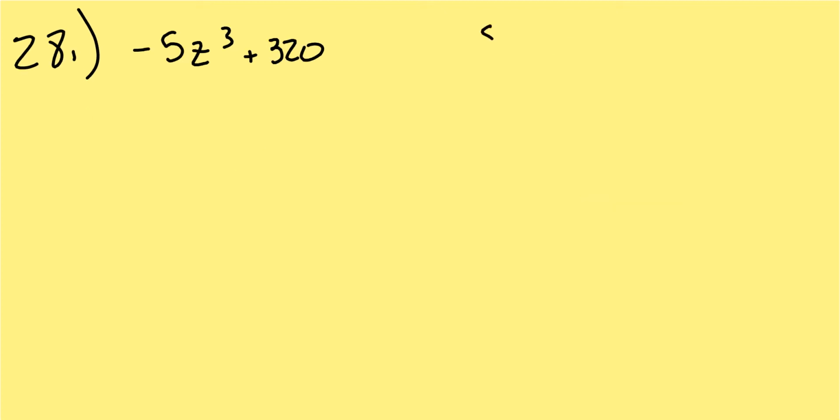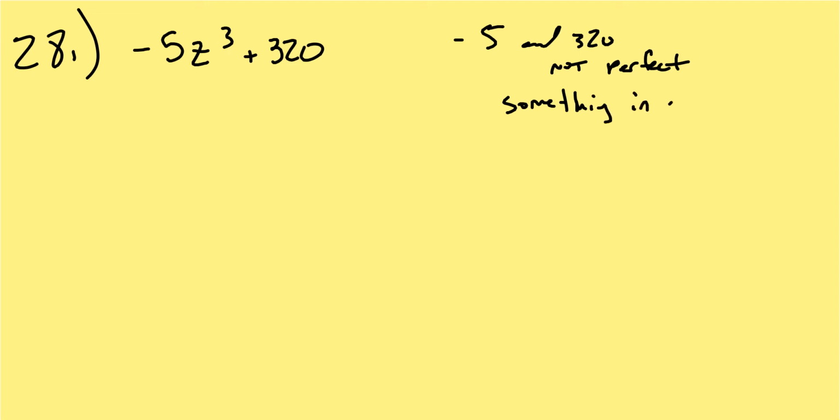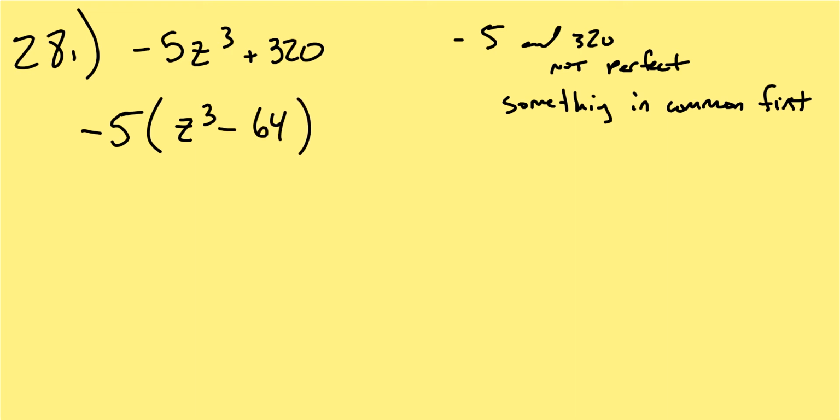Once again, in 28, negative 5 and 320, not perfect. So I better hope there's something in common first. I'm going to take out the negative 5. That's going to give me z cubed minus 64. Now it's a minus because I took out the negative sign.